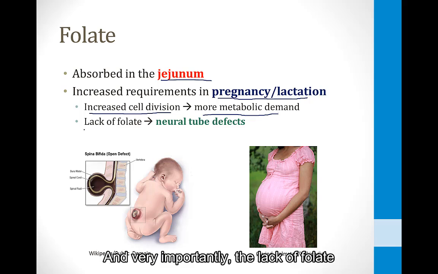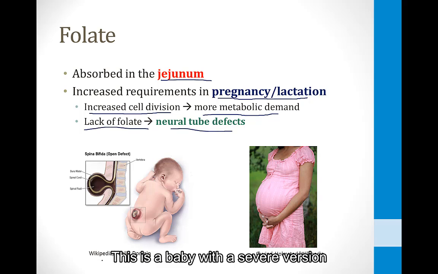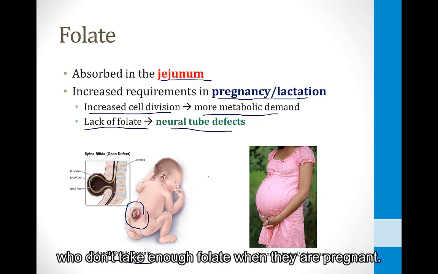And very importantly, the lack of folate in pregnant women can lead to neural tube defects. This is a baby with a severe version of spina bifida called a meningomyelocele. It's got some of the spinal cord material protruding through the back, and this is what can happen among women who don't take enough folate when they are pregnant.